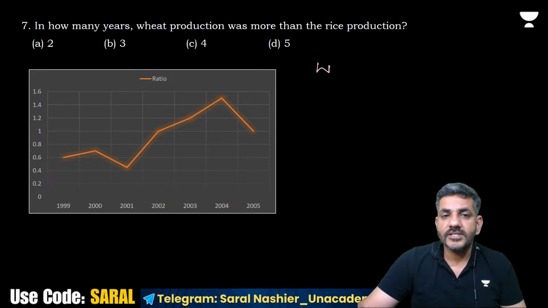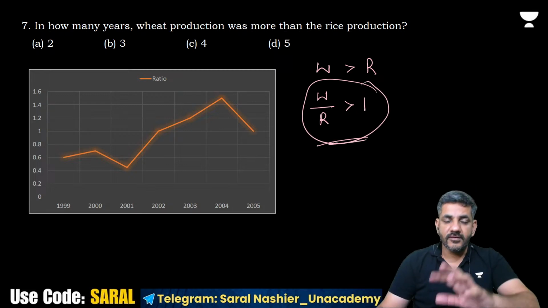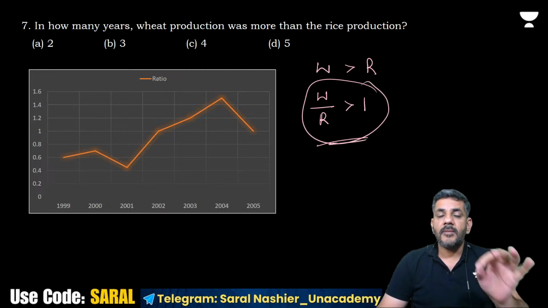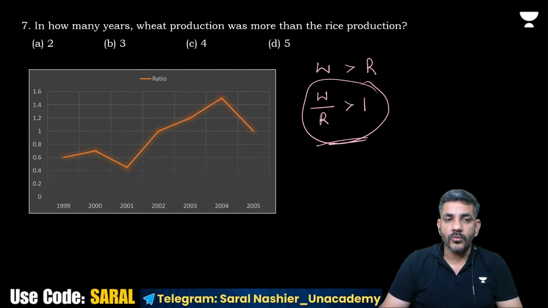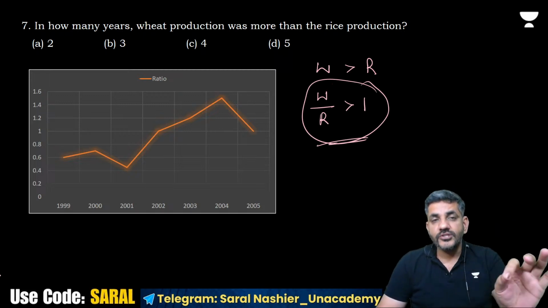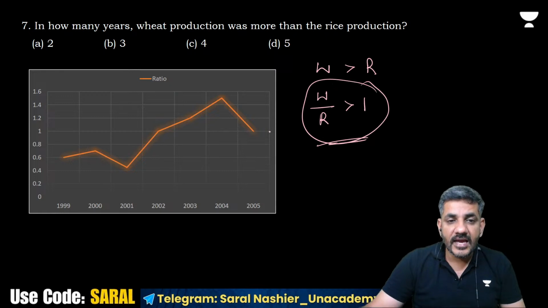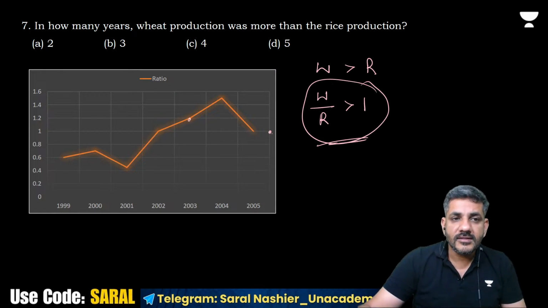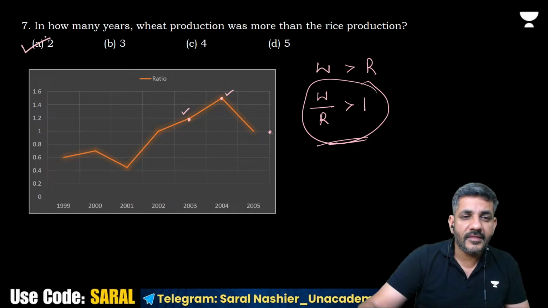So wheat production is more than the rice production. That automatically means wheat divided by rice production is greater than 1. And wheat by rice production is actually given in the graph. So wheat by rice should be greater than 1. That means our ratio should be greater than 1. This line is representing 1. So where all was it greater than 1? This is one case where it was greater than 1. This was another case which was greater than 1. So my answer is option A, that is 2.